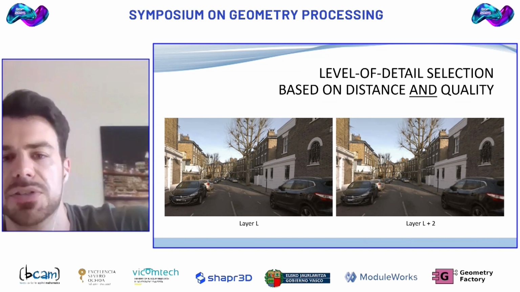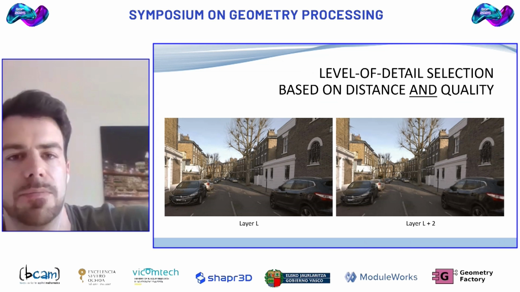And that allows us to pick from the individual layers that we have exactly the set of Gaussians that we need for high fidelity to be visible on the screen.